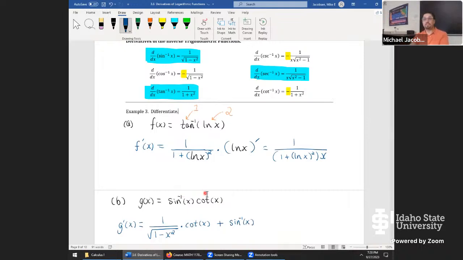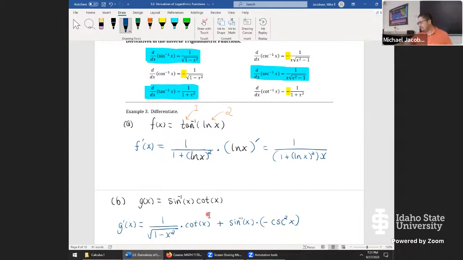Then differentiate the cotangent function. I'll go here times negative cosecant squared x, or derivative of cotangent. Then we did it, folks. That's our product rule in action. Does that make sense to everyone visualizing it this way?